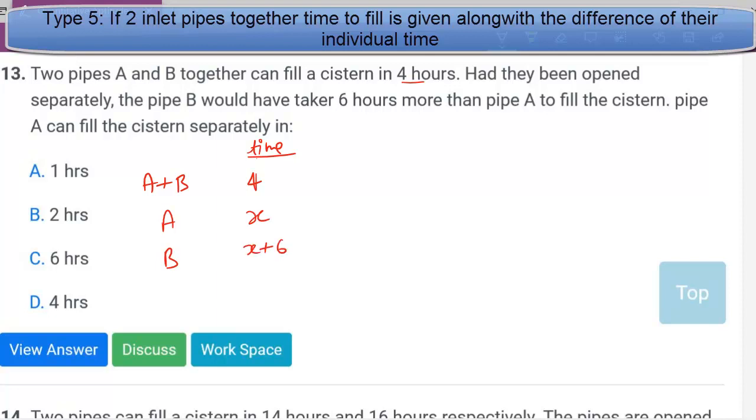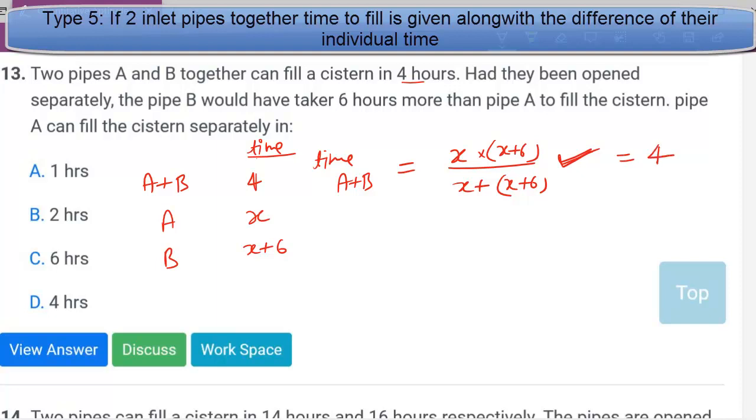So in this case we can directly find the time taken by both of them when they are open together. Then the time taken by A plus B can be written as x multiplied by x plus 6, divided by x plus 6 plus x. Right, in case you had imagined the total capacity, then also you would have got the same formula. In fact, this is the formula when two inlet pipes' individual timings are given, then you can use this. In either way you are getting this, and this is equal to 4 hours.